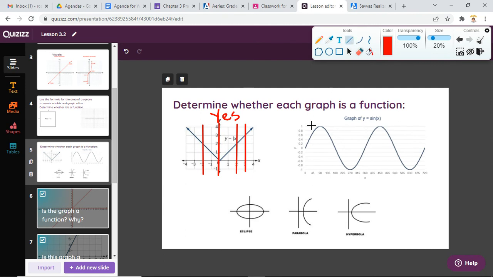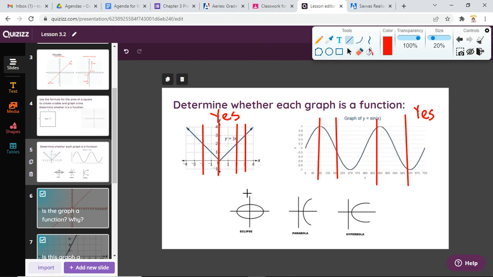Again, drawing lines straight down, all of them are only intersecting at 1 point, right? Which means that this graph is indeed a function. This right here, yes, it is a function. Each one of my vertical lines intersects at most 1 point, meaning every input has exactly one output.